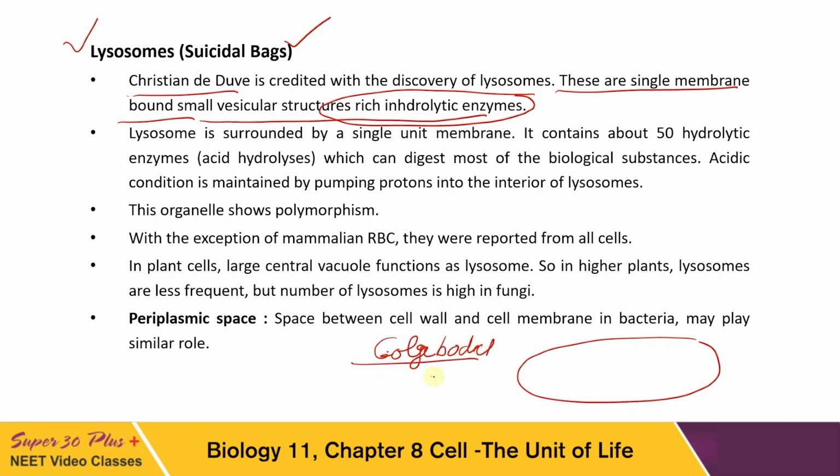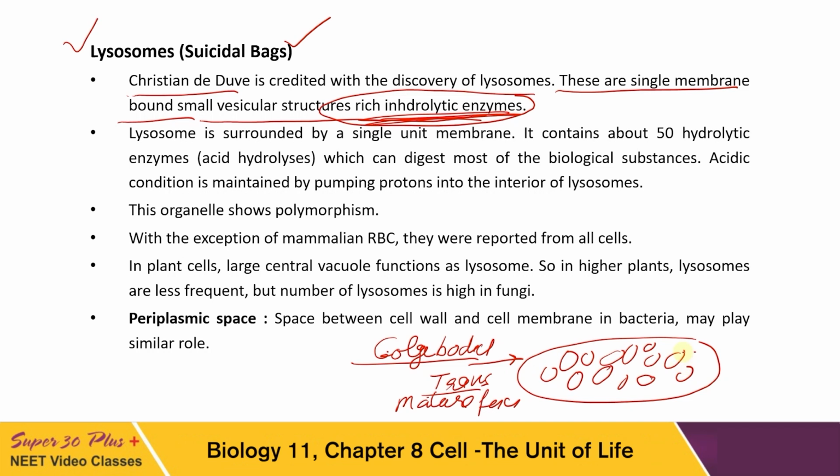What is this? This is the trans phase of this. Trans phase, that is, this is the mature phase. This one is the mature phase. From this Golgi body, the lysosome will be cut off. And it has hydrolytic enzymes. It has enzymes which can digest almost all things.